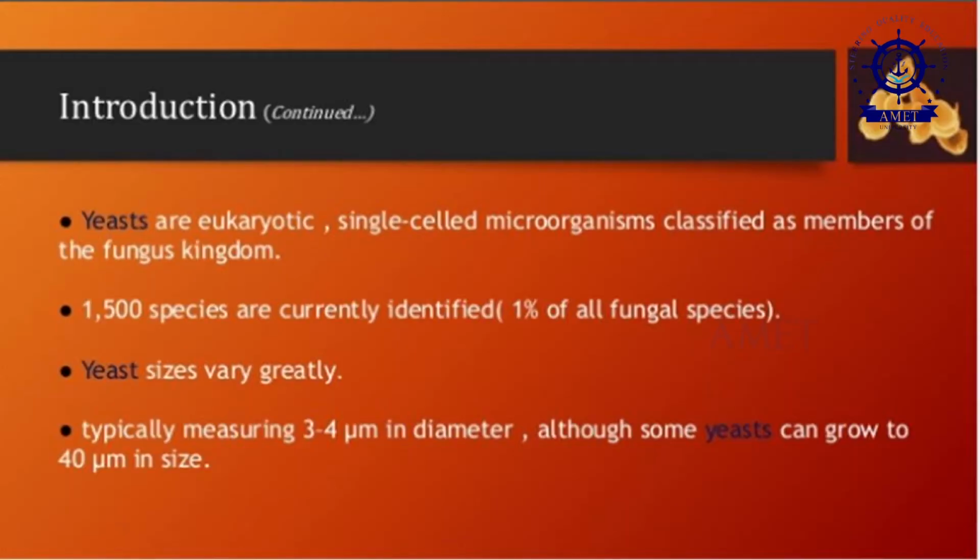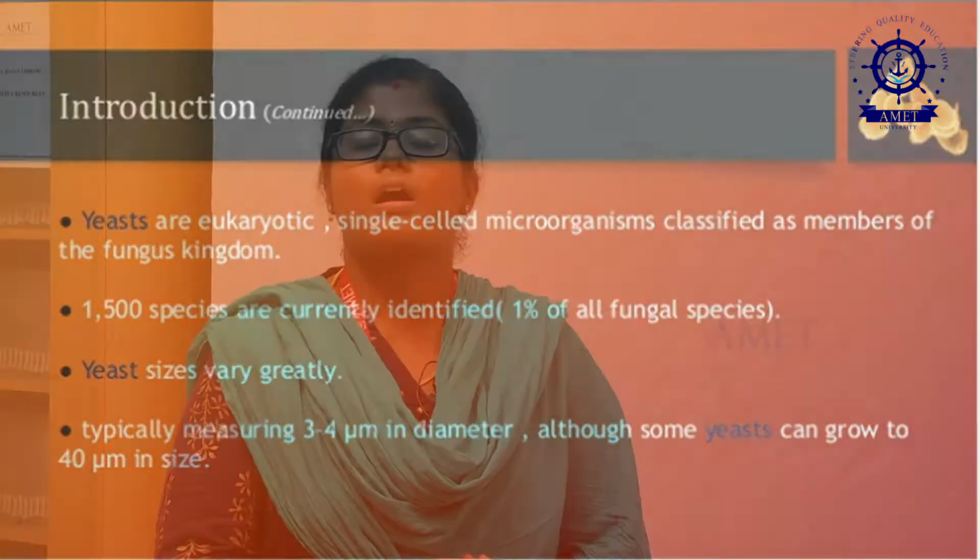So, the next topic is yeast. Yeasts are eukaryotic single celled microorganisms which come under the fungus kingdom. About 1500 species of yeast have been identified. The size of yeast varies greatly. Typically they measure between 3 to 4 micrometers in diameter, and sometimes yeast can be as large as 40 micrometers in size.